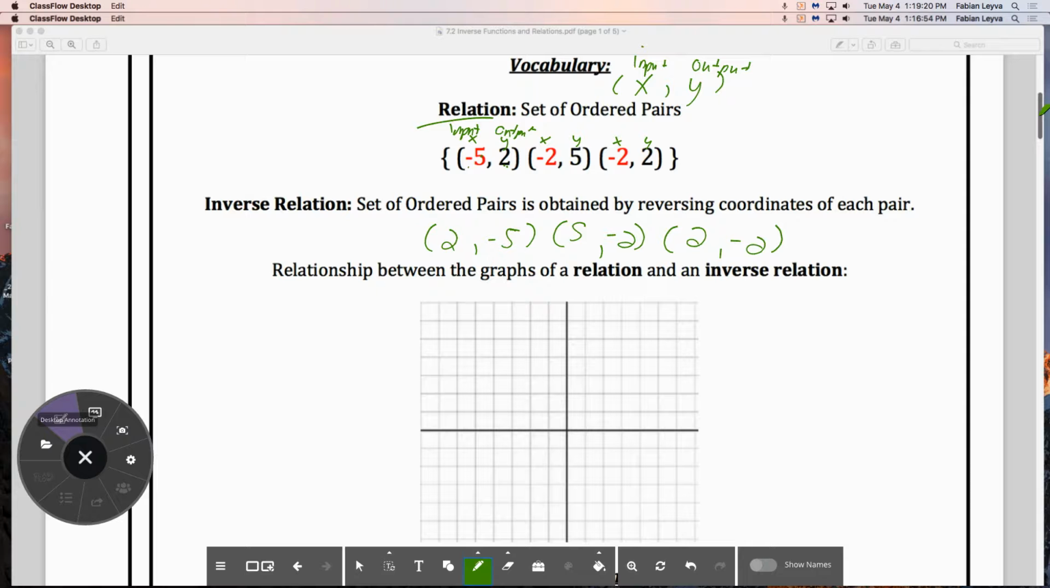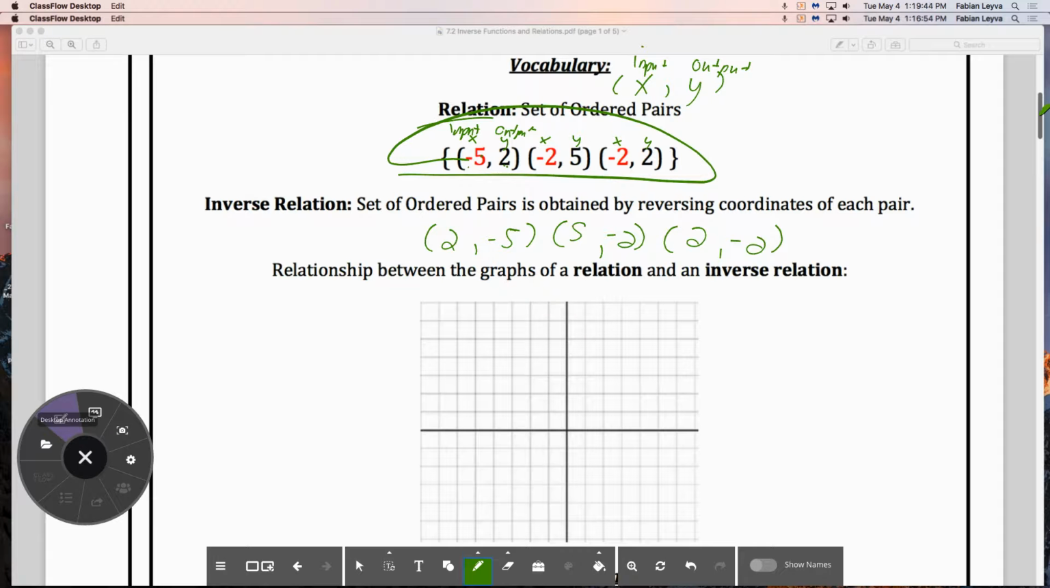Now, does everybody know the relationship between a relation and an inverse relation in terms of the graph? Do you guys remember this from geometry? Right? Like it was yesterday, right? Across, right? Across the y-axis? Almost. Let's just graph our first relation. Let's graph our inverse relation. Let's see if we can see the pattern.